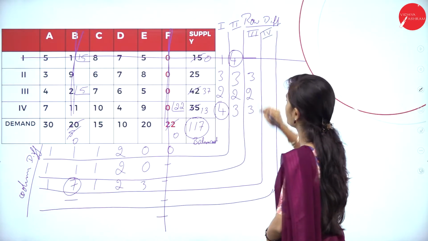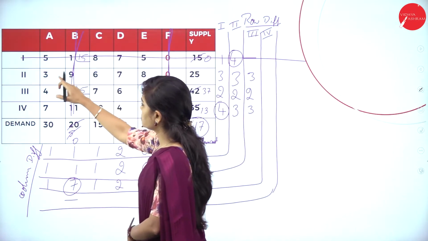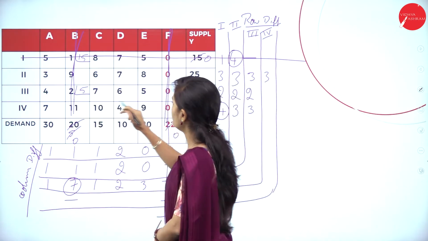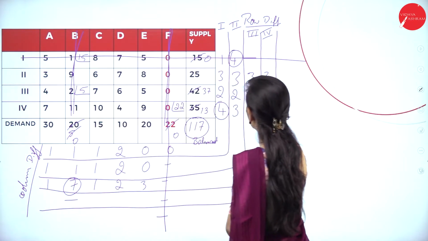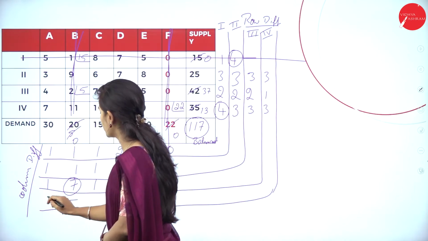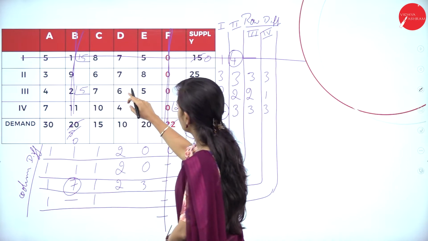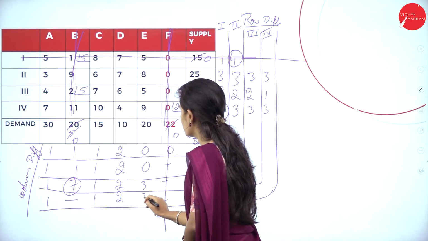Fourth step, again row difference. 6 minus 3, 3. 5 and 4, 1. Again 7 and 4, it is 3. Next column difference, 3 and 4, it is 1. 6 and 7, 1. 6 and 4, it is 2. 5 and 8, it's 3.